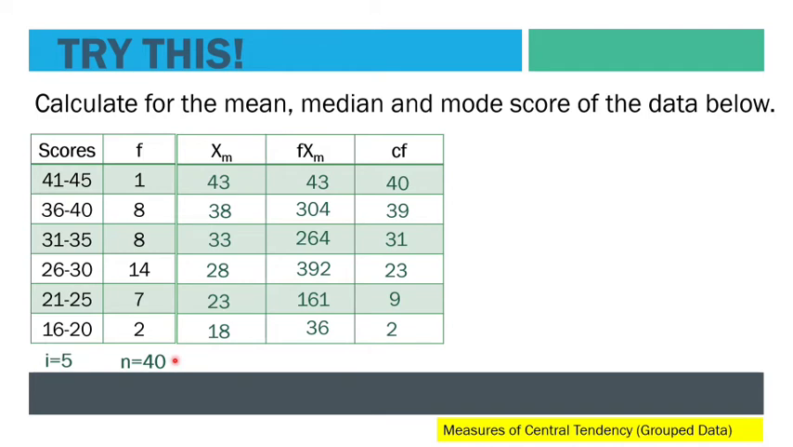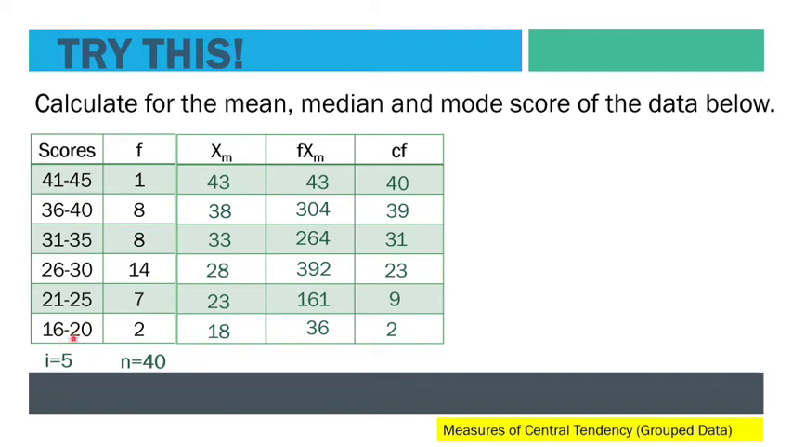And of course, the i, or the class size, class interval, is 5, because when you subtract 25 by 20, that's 5. Also, 26 by 21, that's 5. Or even when you count the scores from 16 to 20, 21 to 25, and all the scores, it will give us a size of 5. So that's why i, again, is 5.